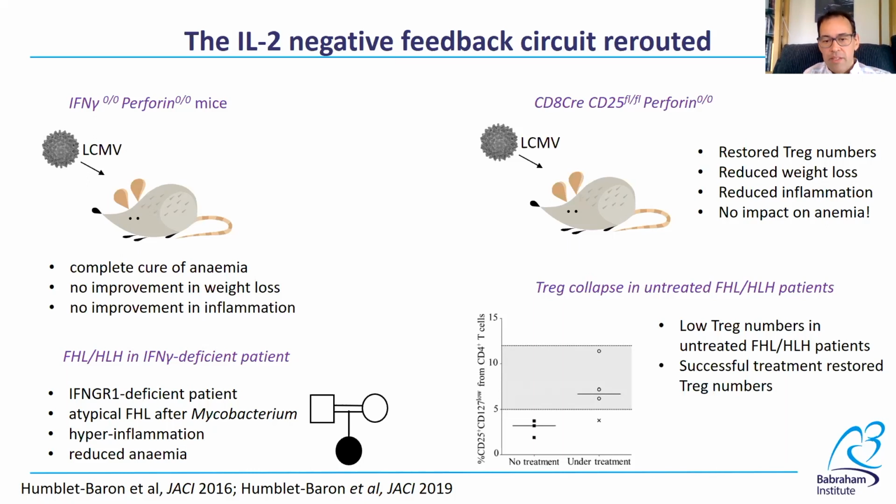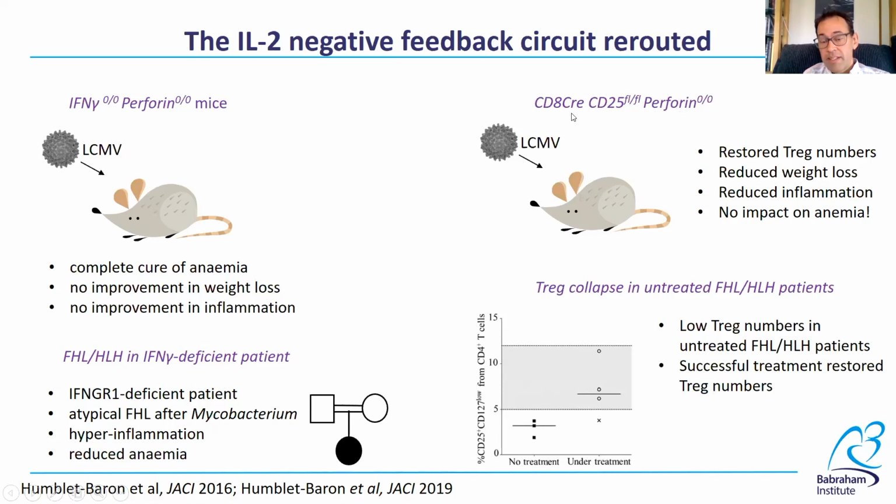So we can say that the anemia does appear to be due to interferon gamma, but the lethal inflammation is not. To test the other side of the hypothesis, we were able to cross in a mouse that we generated where you can't turn on CD25 in CD8 T cells. So what we've got is CD25 flox mice. We crossed these to CD8 Cre mice so that now CD8 T cells can't turn on CD25. And then we crossed that to the perforin knockout.